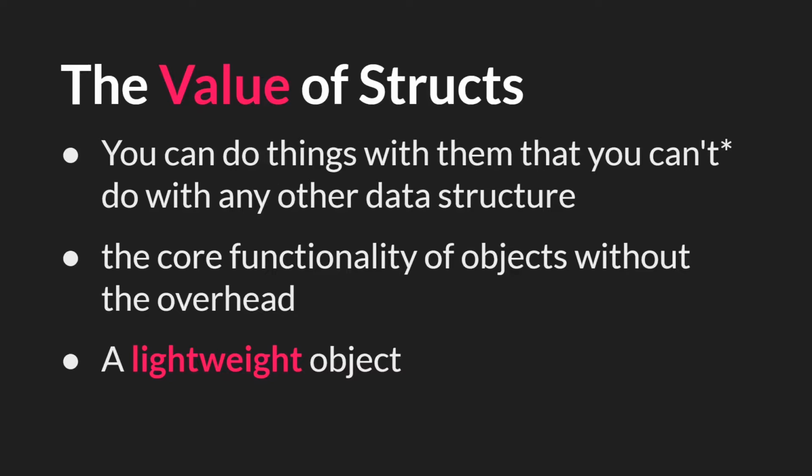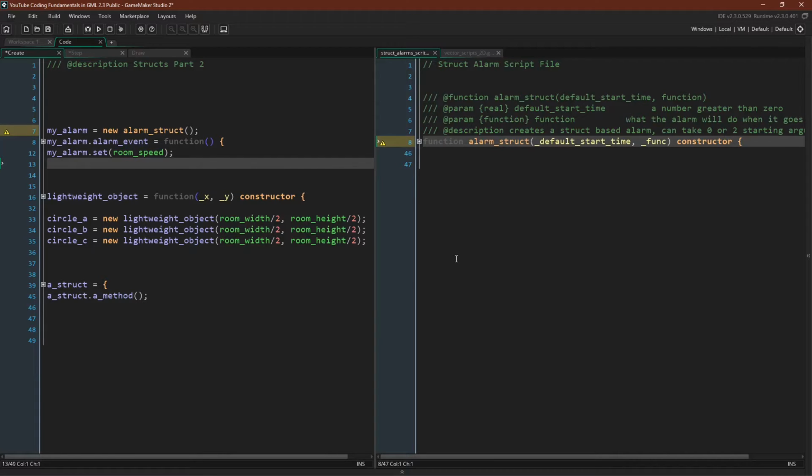But I think this will become a lot more clear if we just switch over to GameMaker Studio and see a couple examples. Now, to really get a full idea of how structs can be treated as objects, you just have to experiment with them and play around with them. But I'm going to go over a couple of the key points here. So the first thing is I'm going to create an alarm struct.